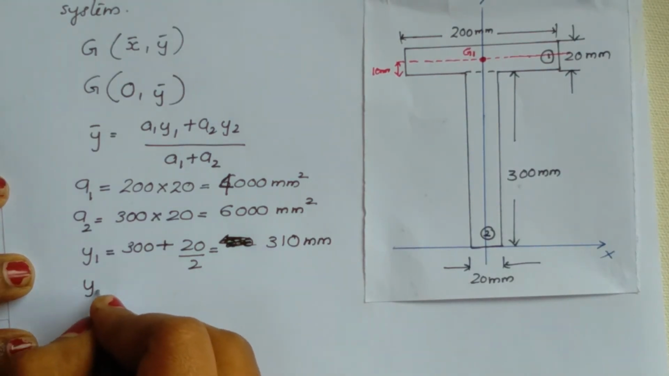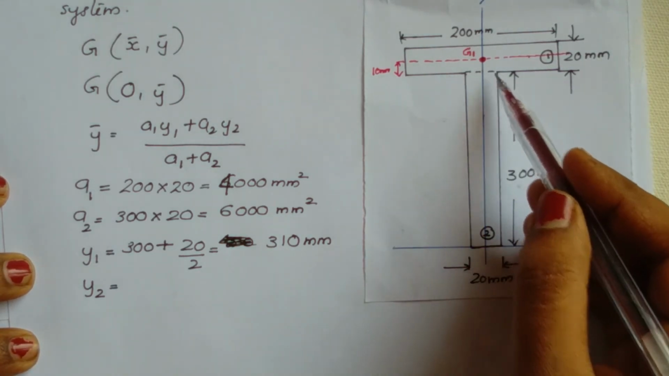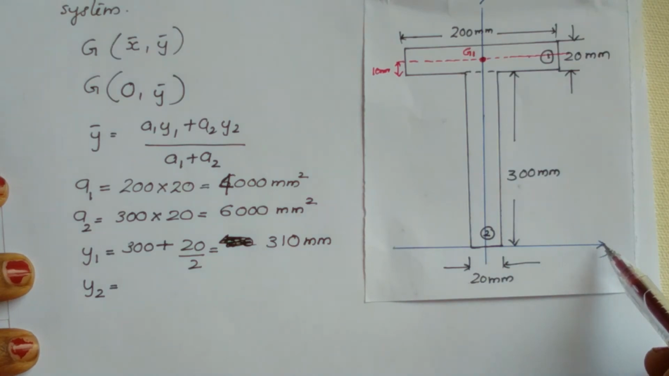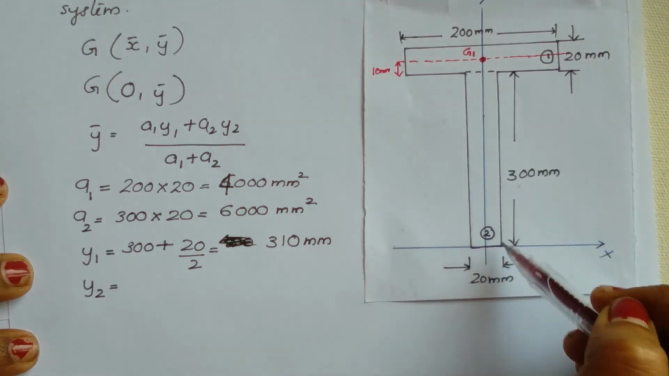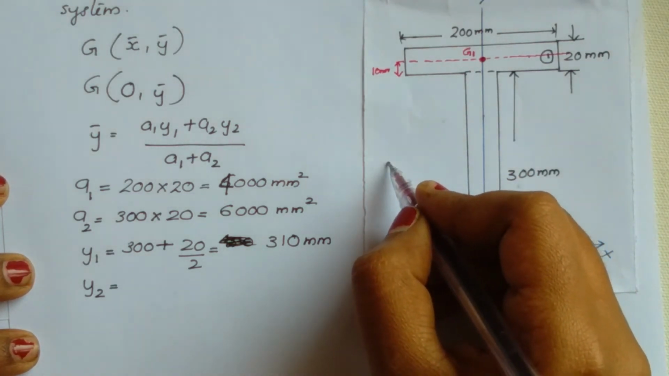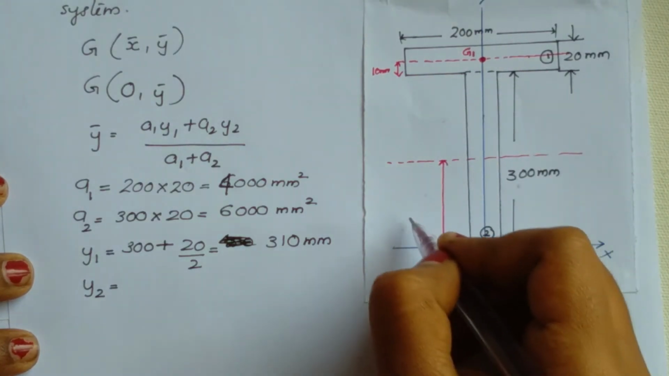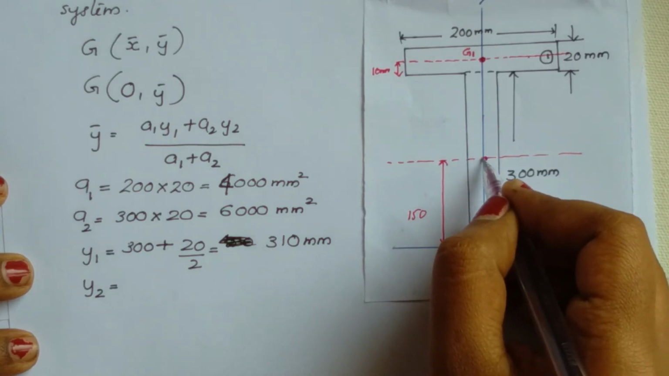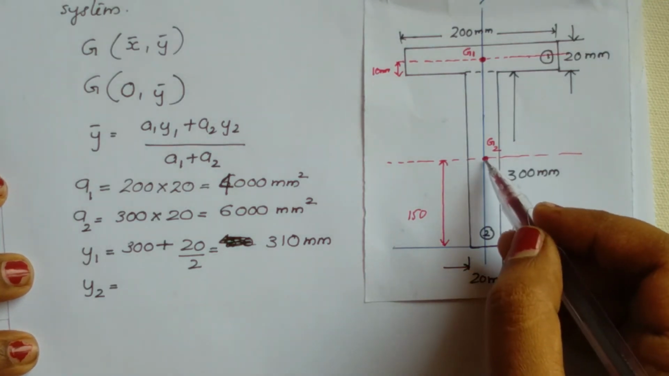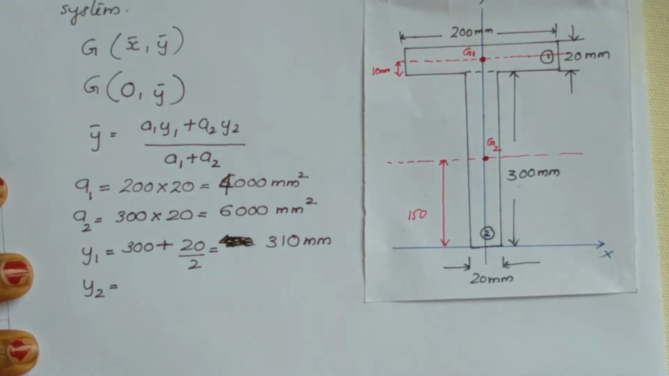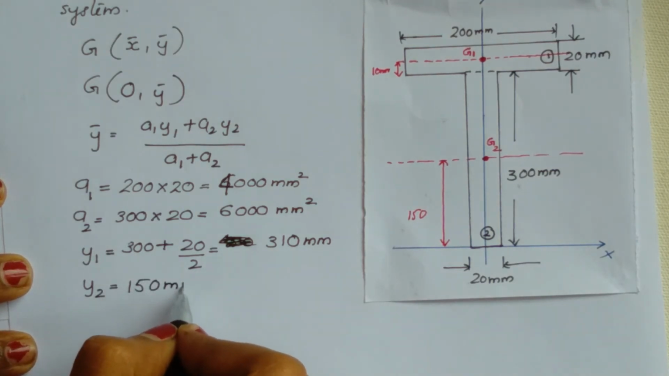So similarly we have to find y2. What is y2? y2 is the distance from the centroid of the second figure to the x-axis. The centroid of the second figure will be exactly at the center of this rectangle. So this is 150. The centroid of the second rectangle will be at exactly this point. So y2 is equal to 150 mm.